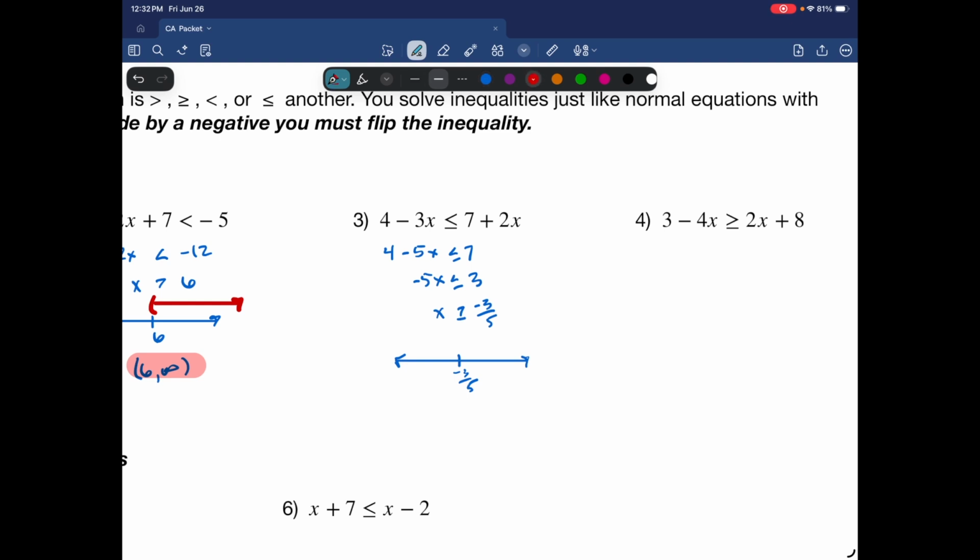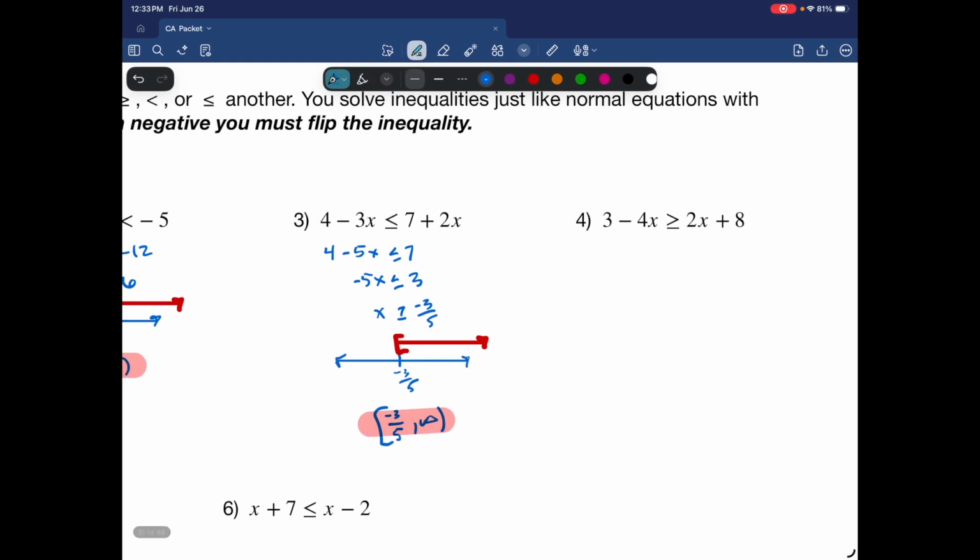I got greater than or equal to, so I'm going to do a bracket, and I'm going to shade to the right. And the bracket comes from the fact that that's greater than or equal to instead of just greater than, and it's pointing to the right, so I shade to the right. Now, when I do my interval notation, it looks like this. I got negative 3/5 on the low end going to infinity. The infinity always gets parentheses, and there's a bracket on negative 3/5. All right, so there you go.